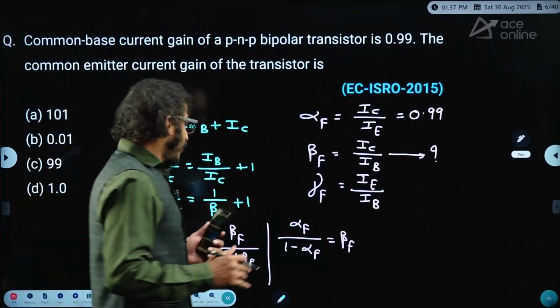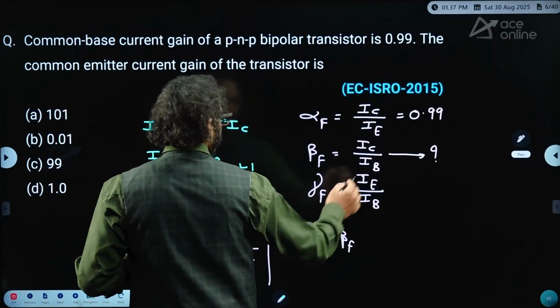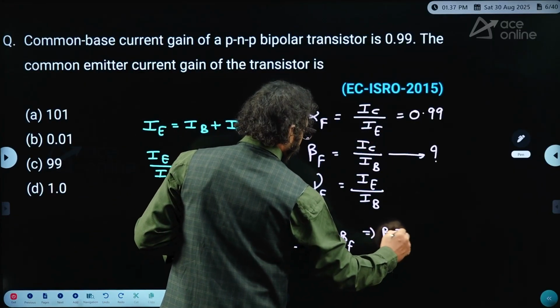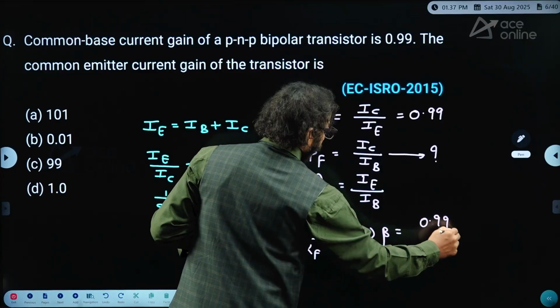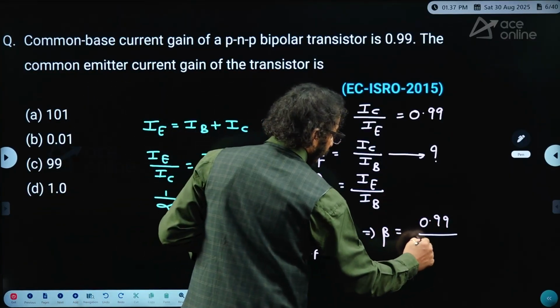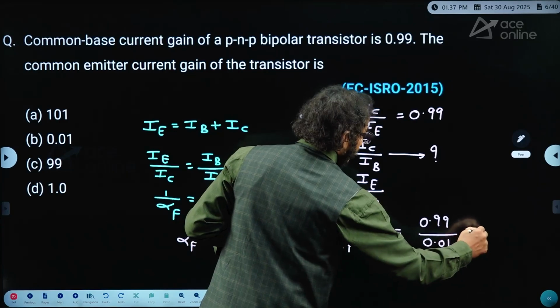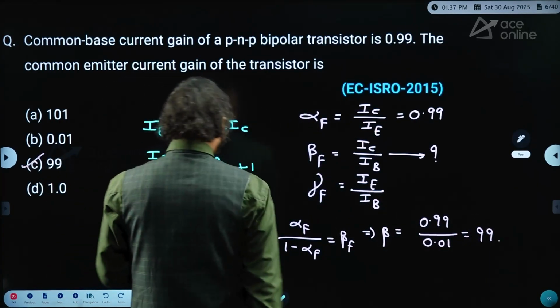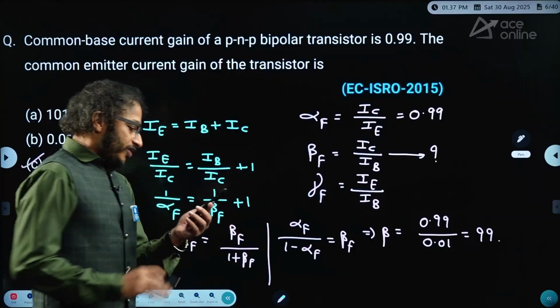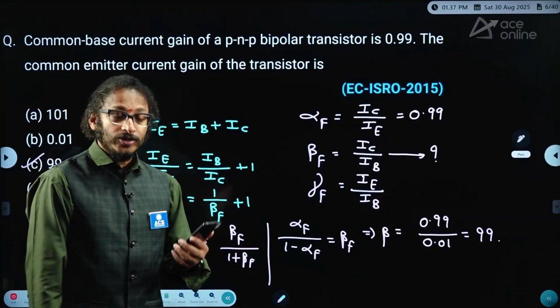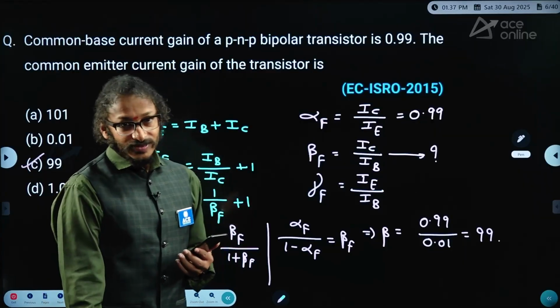Okay, my dear boys and girls. Yes, now tell me, it is like 0.99. They're asking beta F right here. Therefore, beta F equals 0.99 divided by 1 minus alpha F. So, 1 minus 0.99 is 0.01. This is 99. So, the answer for the given question is 99, which is option C. Anybody? Yes, you're right. Option C, 99 is apt for the given question.